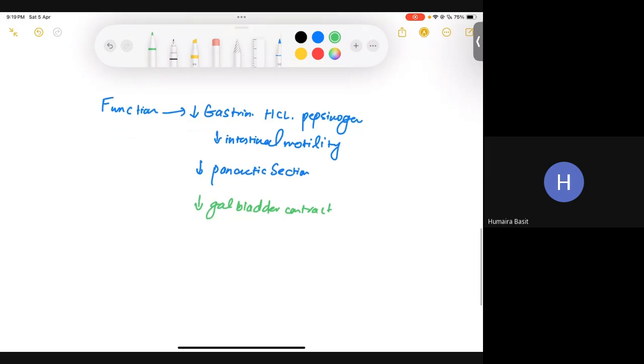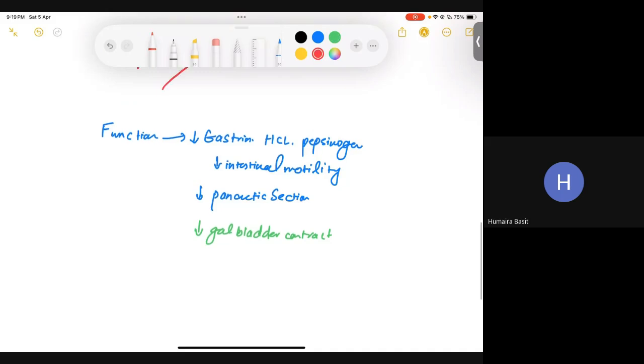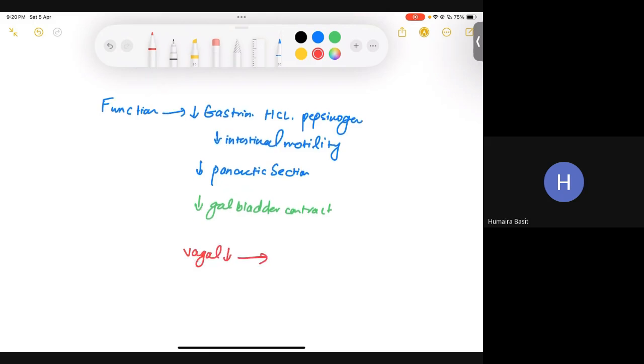Okay, so what would be the regulatory factors which tend to release your somatostatin? What are the regulatory factors? Decreased vagal stimulation. So whenever the vagal stimulation is decreased, what happens? Yes. Somatostatin will increase. Yes, somatostatin will increase, okay?